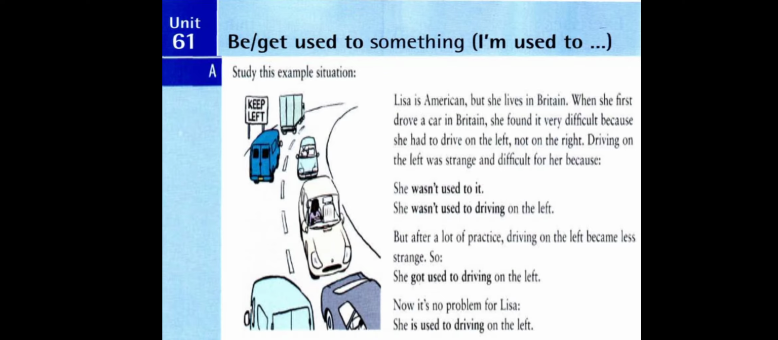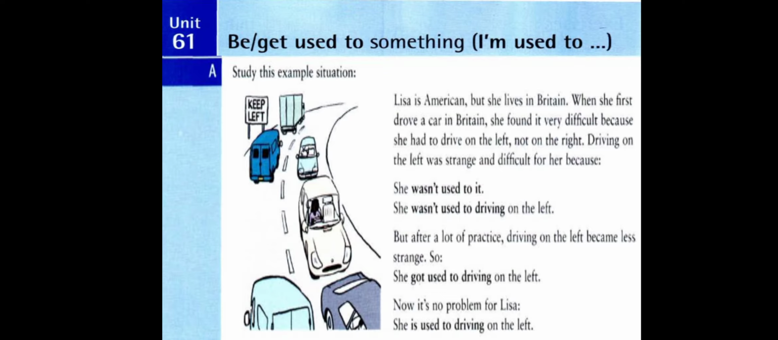Here we speak about used to preceded by verb to be (am, is, are, was, were) or get, and followed by verb plus ing. It is different from used to alone. Used to followed by base form. If we use used to alone, then it is followed by the base form.